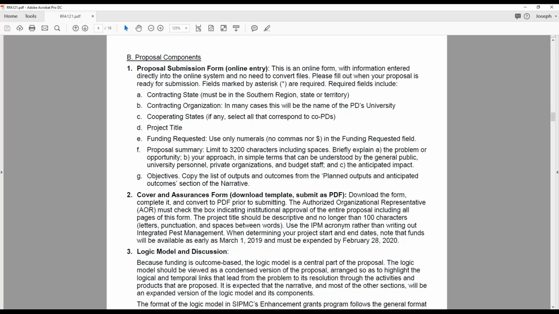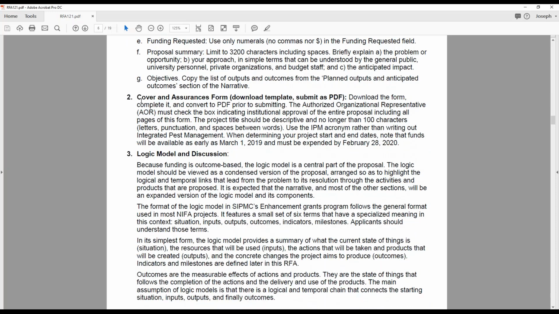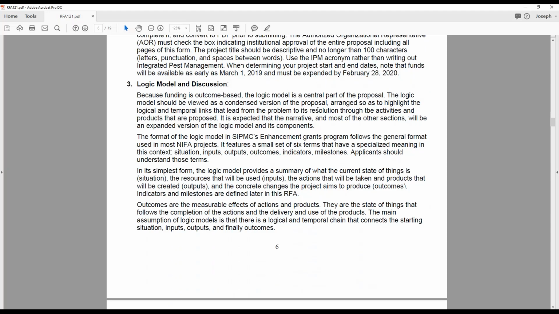In terms of components, what you're going to be looking at in submitting for the proposal, these again are the forms you saw online on the web page for it. You have your proposal submission form, which is just the basic contact information, summary, and objectives for your proposal. You have a cover sheet and assurances form, which is something your grant office will get with you on, because your AOR does need to sign off on that.